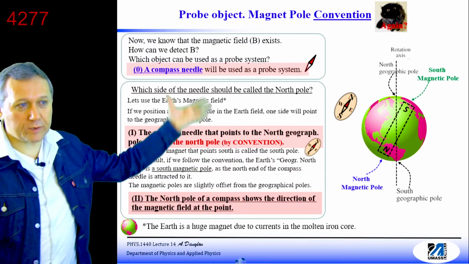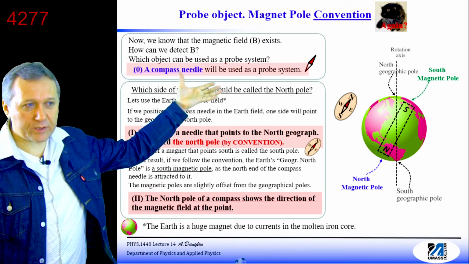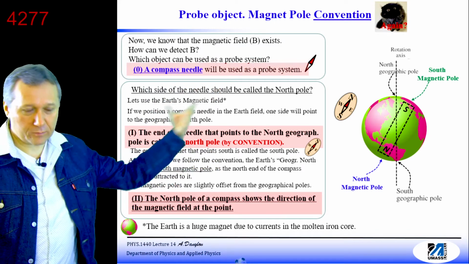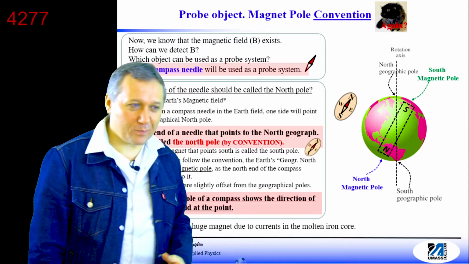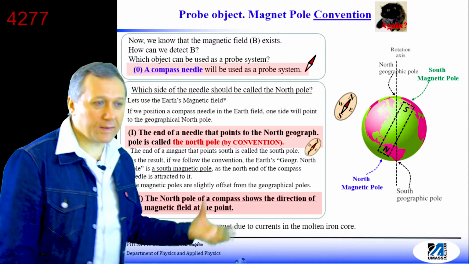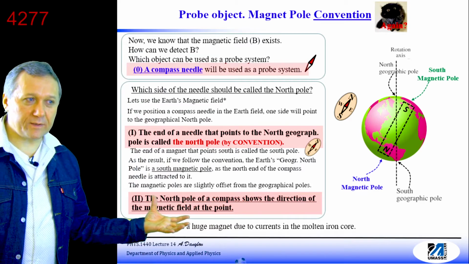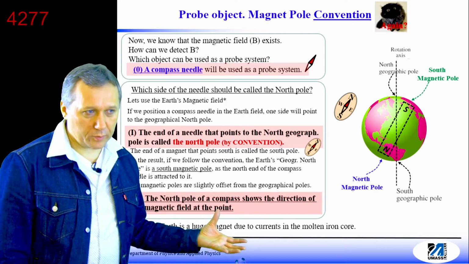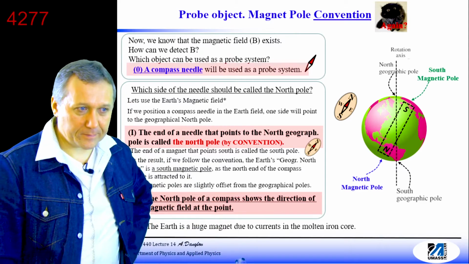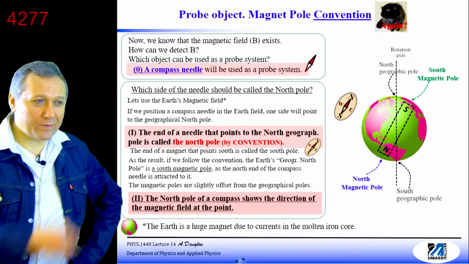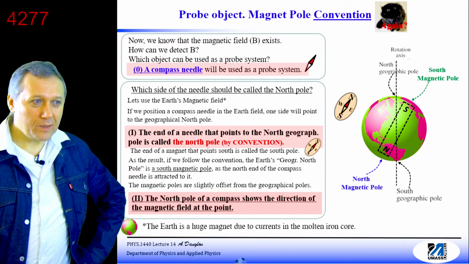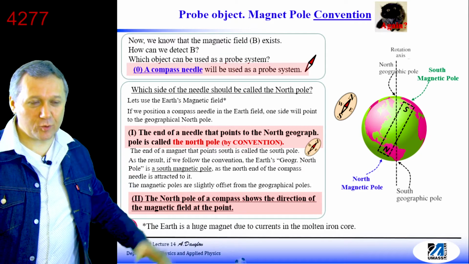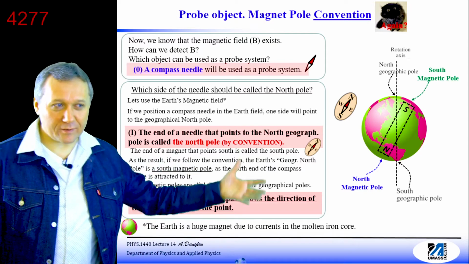Okay, so these are three major points: the probe system, the compass needle; the convention about the names, which side is the north pole and which side is the south pole; and then the direction of the magnetic field, which is given by the direction of the north pole of the compass needle. Now after this, it's time to introduce magnetic field lines. But of course, that will be done in the next slide.